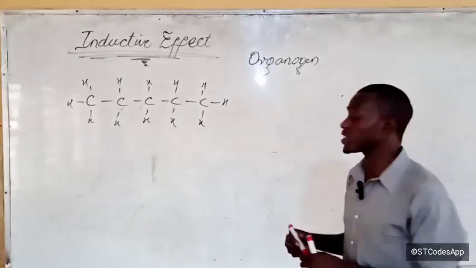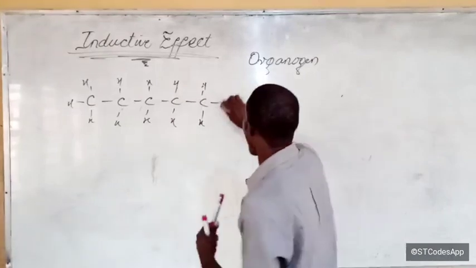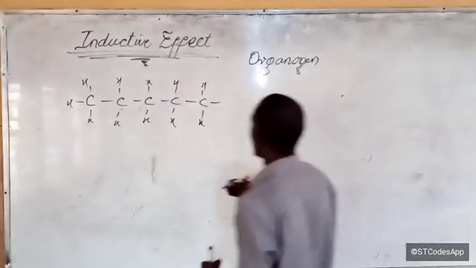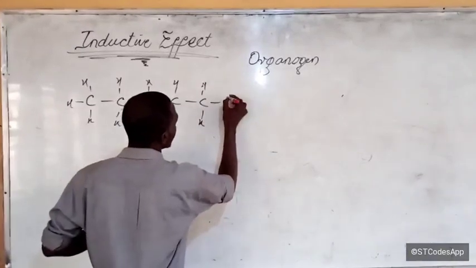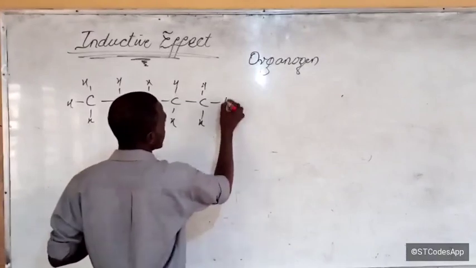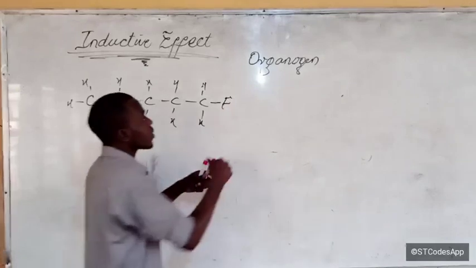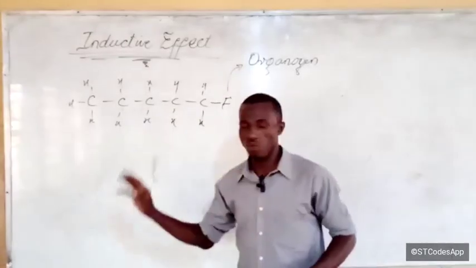Now, an organogen is basically a substance that has a high electronegativity value or a significantly low electronegativity value. So in this case, let us in fact add something like fluorine or chlorine. Let's add fluorine, for example. Now, if fluorine be added here, fluorine is called an organogen. Now, what will begin to happen in this molecule?